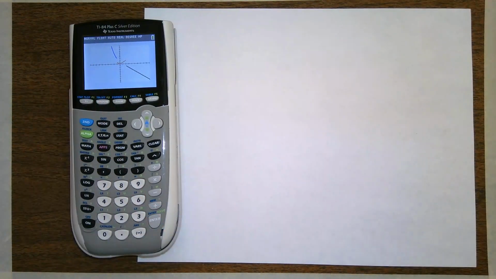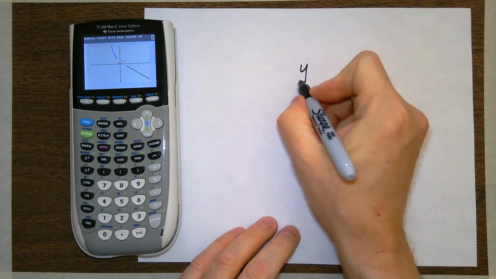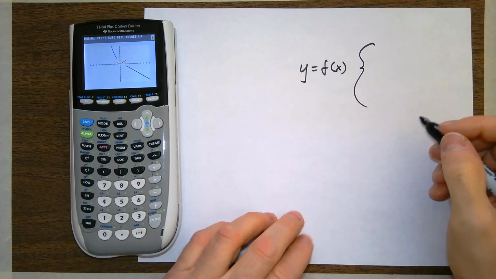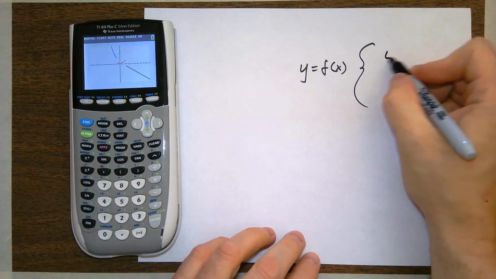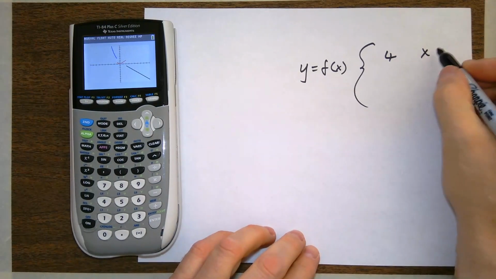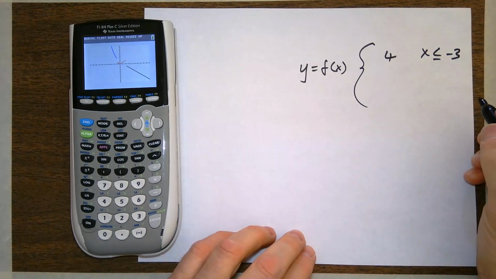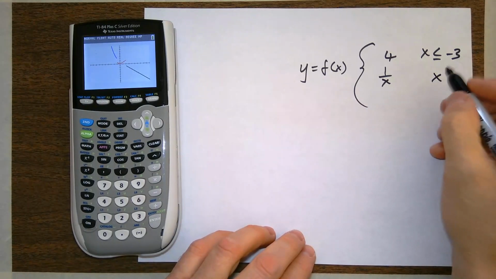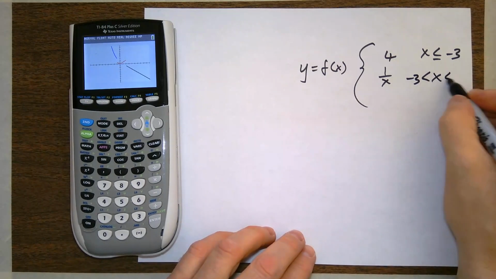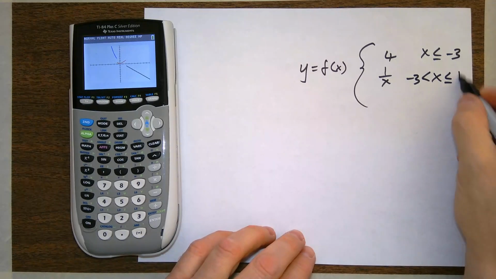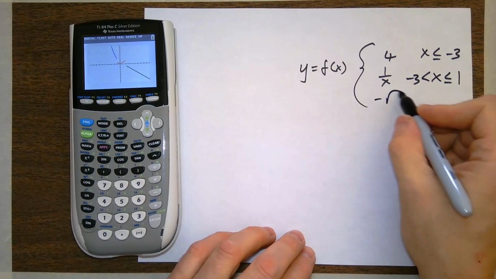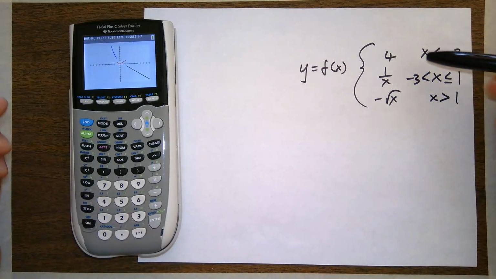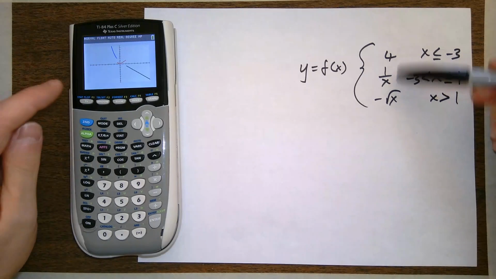So here's another example. In this one, y is going to be a function of x, piecewise defined as, we'll make it the constant line 4 when x's are less than or equal to negative 3. We'll make it the rational function 1 over x when x's are greater than negative 3 but less than or equal to 1, and the negative square root of x when x's are greater than 1. So here's another piecewise function, nothing too crazy in here, it should be fairly easy.